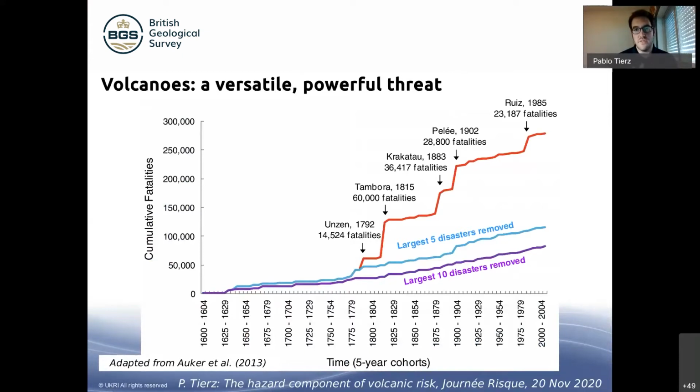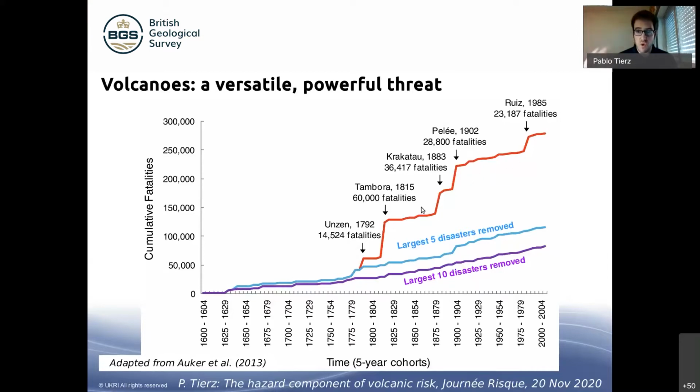Volcanoes, as other natural phenomena, if we look at the fatalities related to volcanic activities from 1600 up to 2010, we see the red curve is the cumulative number of fatalities over this 4 centuries period. And similar to other natural phenomena, this curve is kind of stepwise. So there are some very large disasters which are associated with a large number of fatalities, and then in the middle there's kind of a more horizontal pattern in this curve.